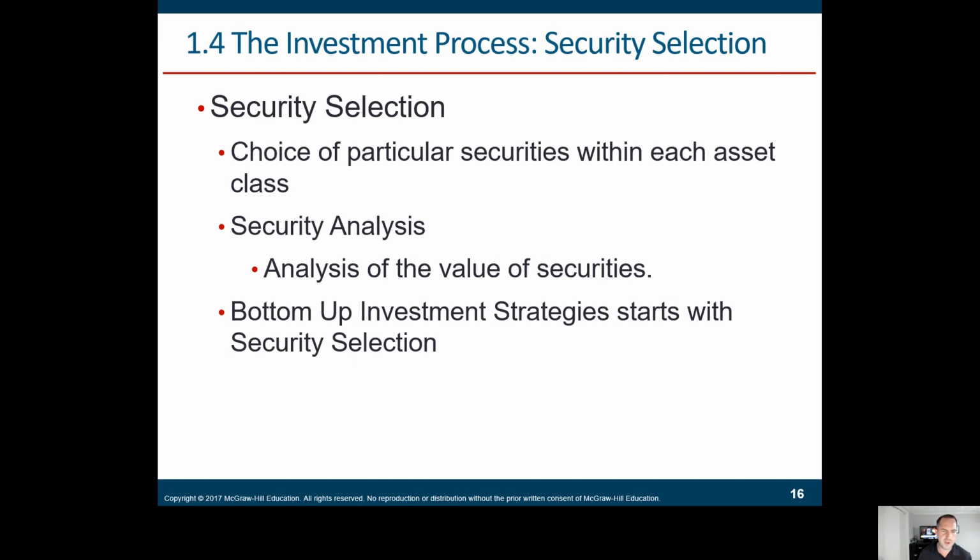There can be different types of security analysis. So bottom-up investing is the opposite, where you're just picking the individual companies and you're starting at that level, instead of starting at the top and looking at the economy. So, there's different ways to skin a cat when it comes to investing.